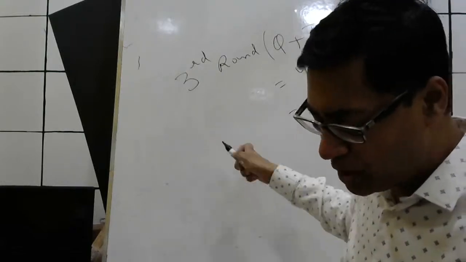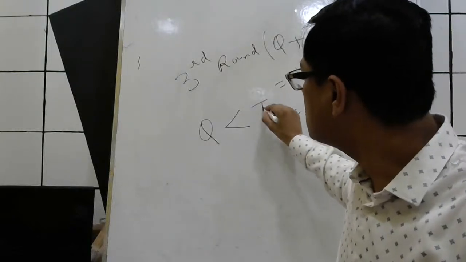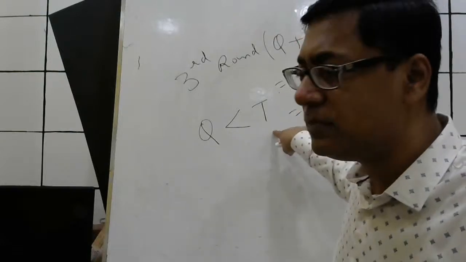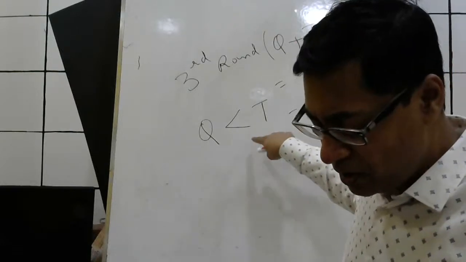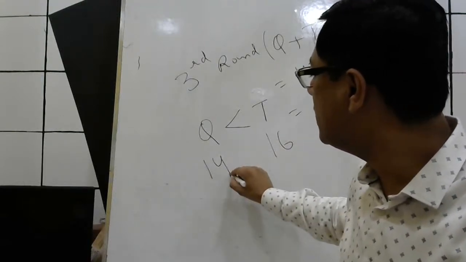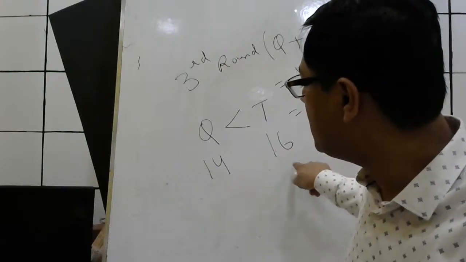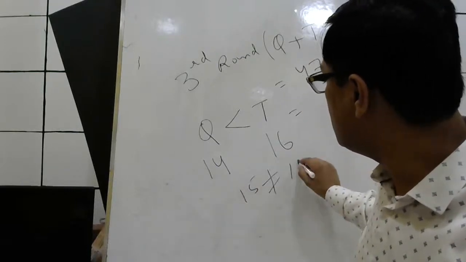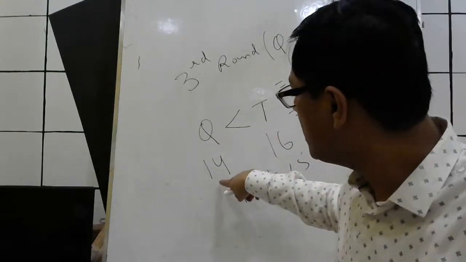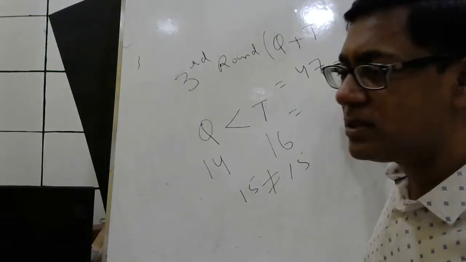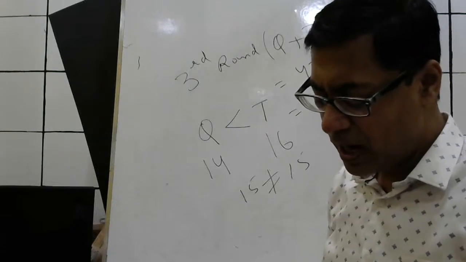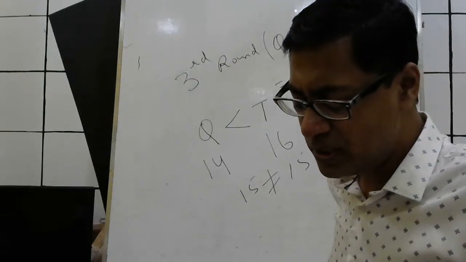We also know that Q got less than T. So Q is less than T, and each one of them didn't have 17. Therefore, the only way we can distribute is T being 16 and Q being 14. We can't distribute as 15 and 15, because Q has to be less than T. So the only way you can distribute this 30 is 14 and 16. Therefore, our answer is the second option, which is 14.